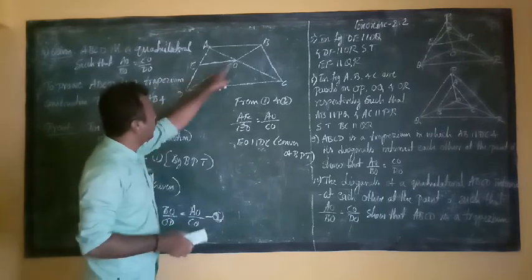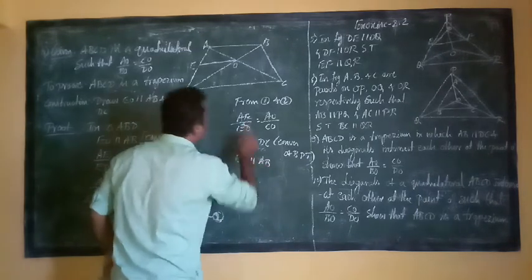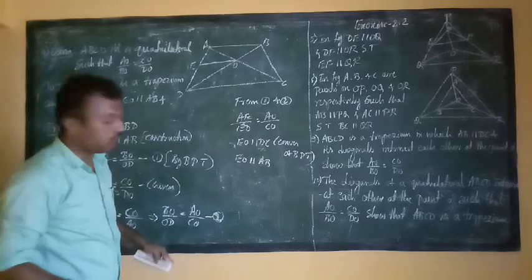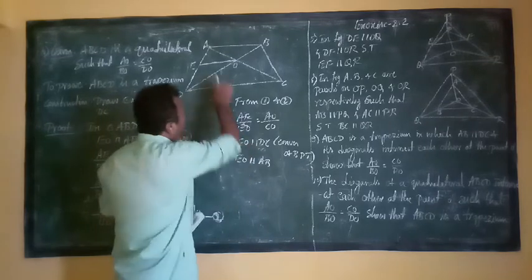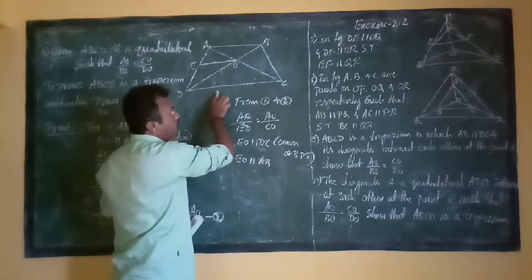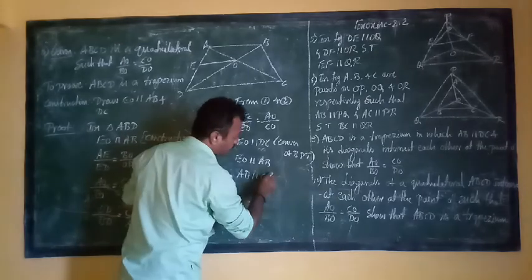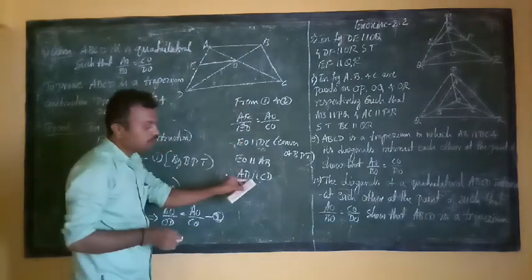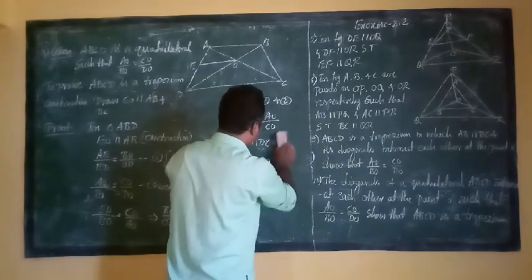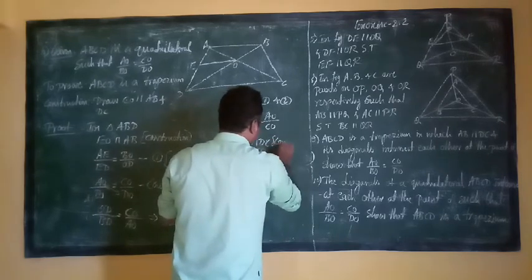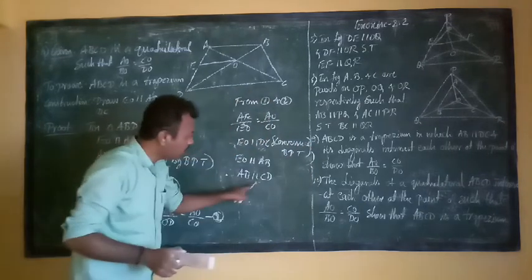So EO is parallel to DC and also EO is parallel to AB by construction, correct? Therefore, EO is parallel to both AB and CD. Therefore, AB is parallel to CD. This is the converse of BPT. So this is AB is parallel to CD.